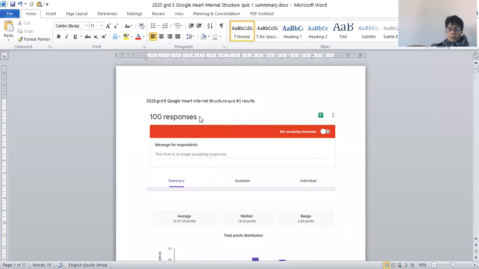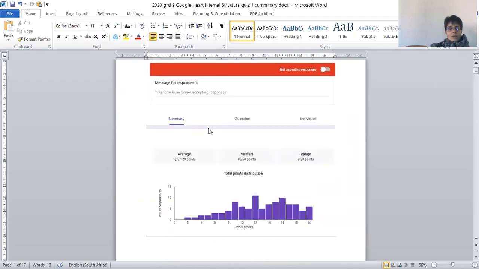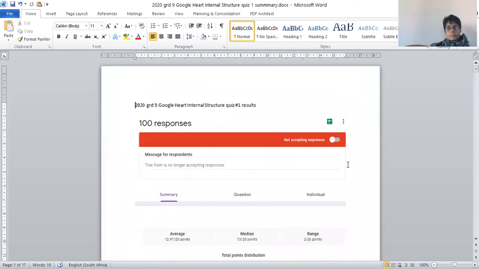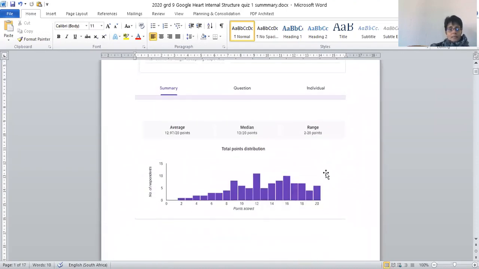So here it is. 100 people answered, so there's about 10 of you that didn't answer. You can see here, let's try and make it bigger, that the average was nearly 13 out of 20. The range of marks was from 2 out of 20 to 20. Guys, you should not be getting lower than 14 at least for something like this.